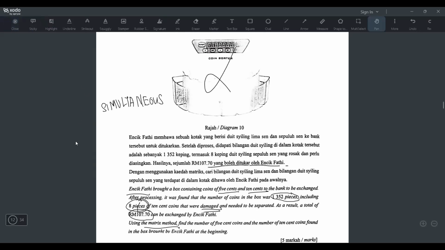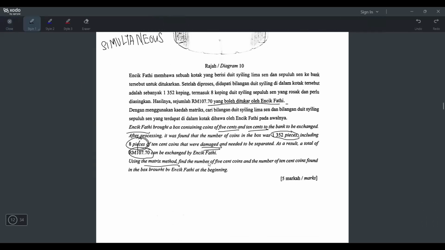So how I teach my students, I will tell them straight away, see what the question wants you to find. Straight away see the last line. What do they want you to find? Number of 5-cent coins, number of 10-cent coins, right? So you make that the x and y. So I repeat one more time.